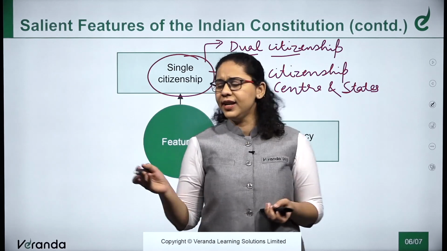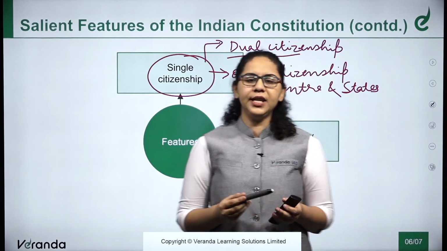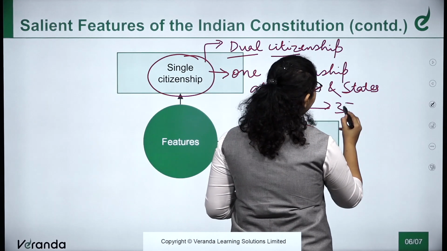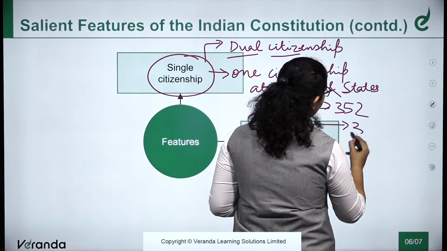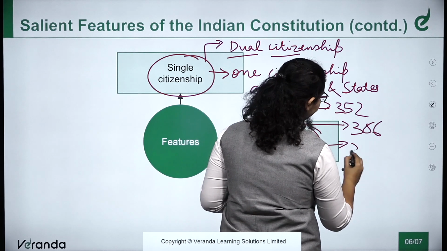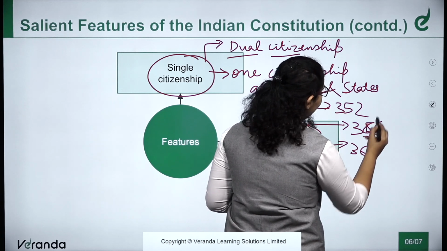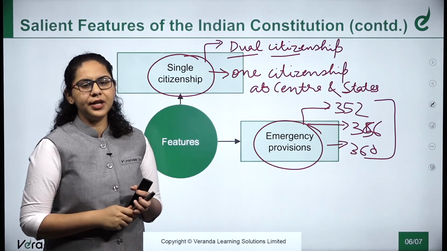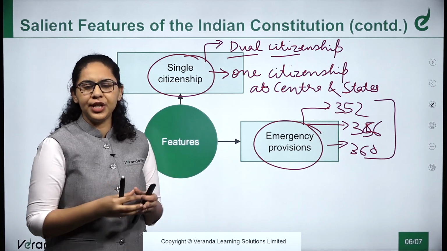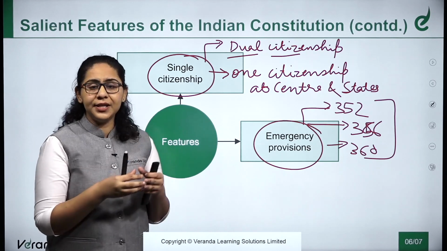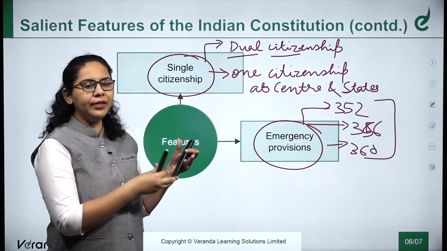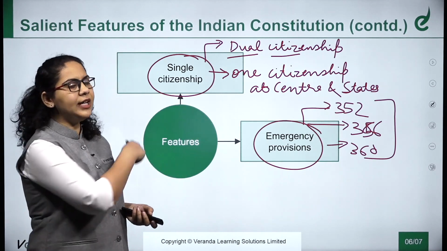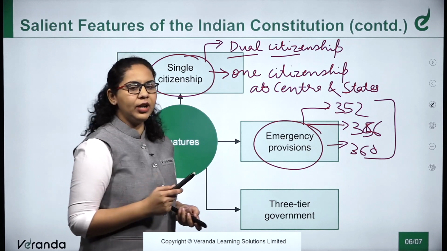Okay. Next is emergency provisions. In the Indian Constitution, we have emergency provisions under Articles 352, 356 and 360. These emergency provisions are included in the Indian Constitution to give special power to the President of India to deal with circumstances which are unavoidable and where central government rule is required. We will deal with all the provisions in detail in our upcoming sessions.